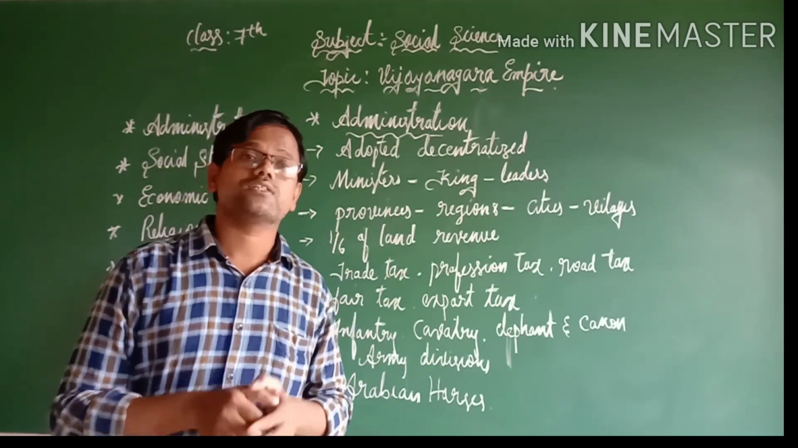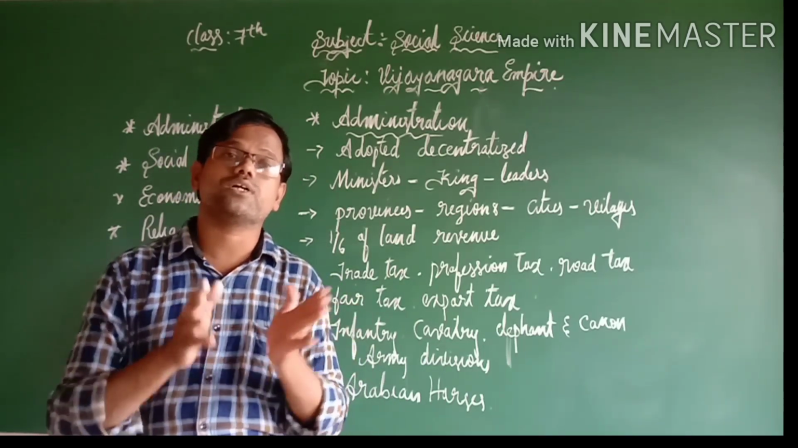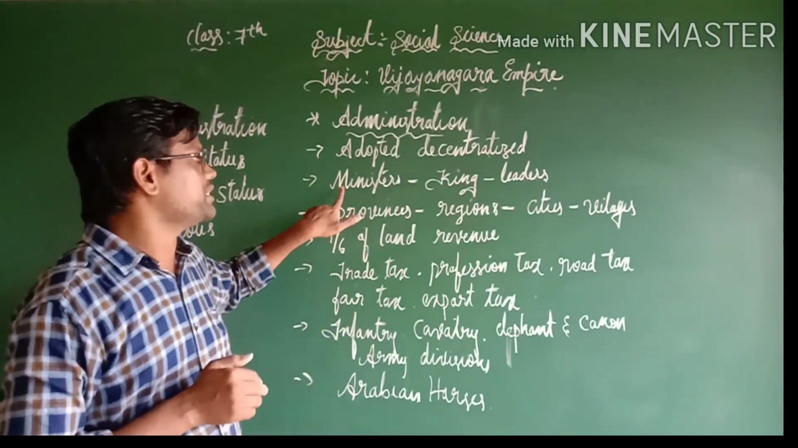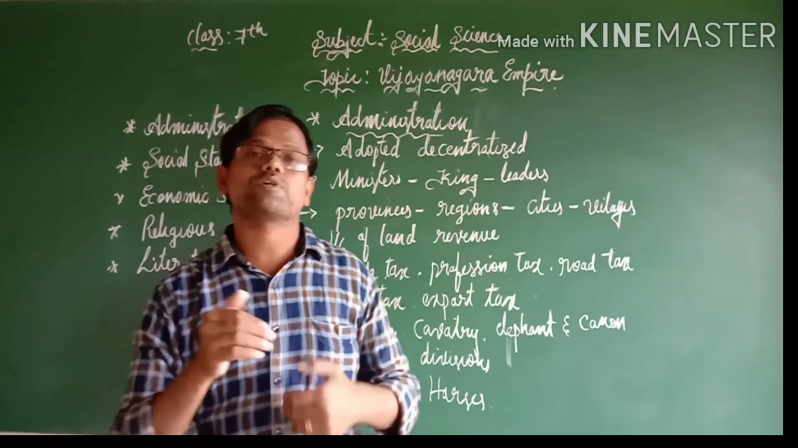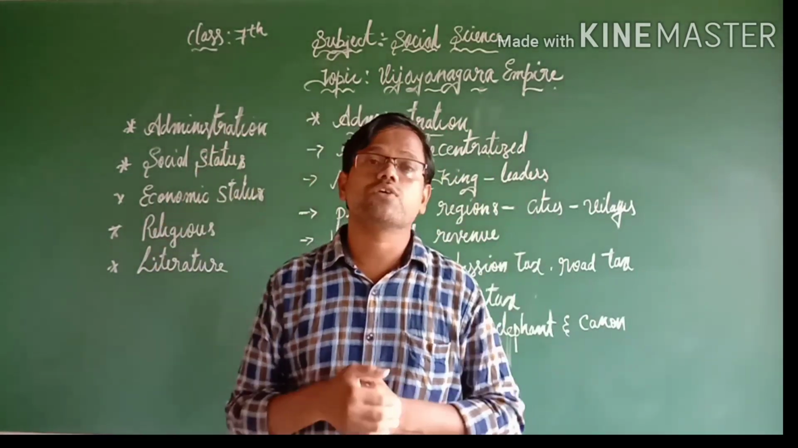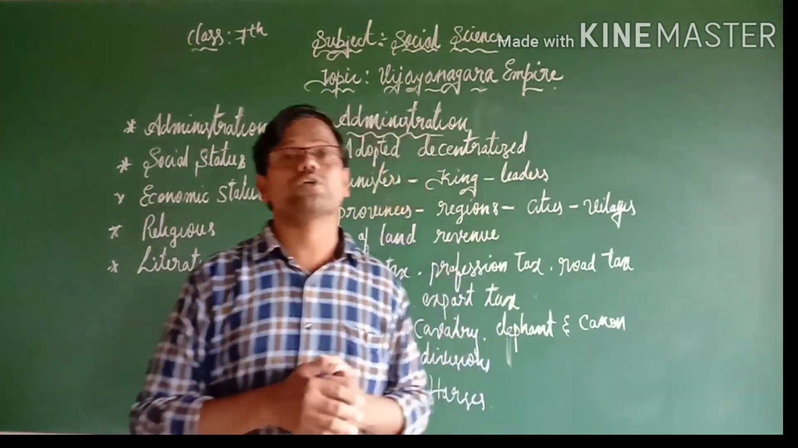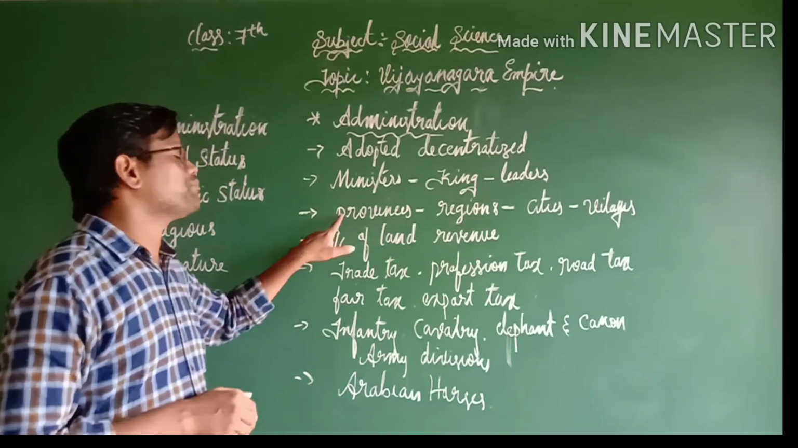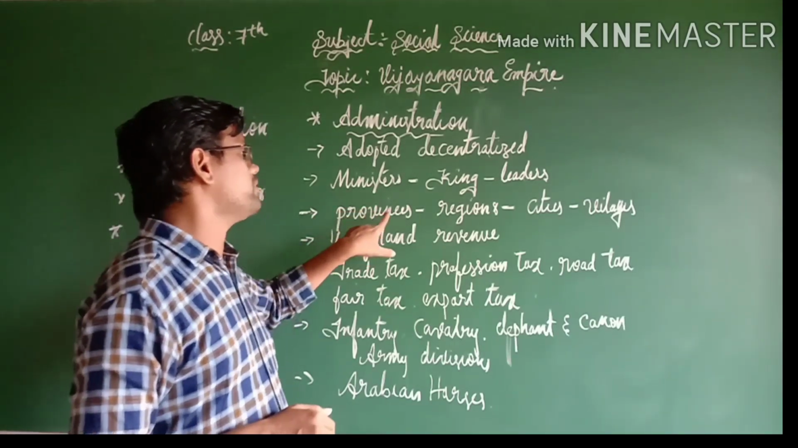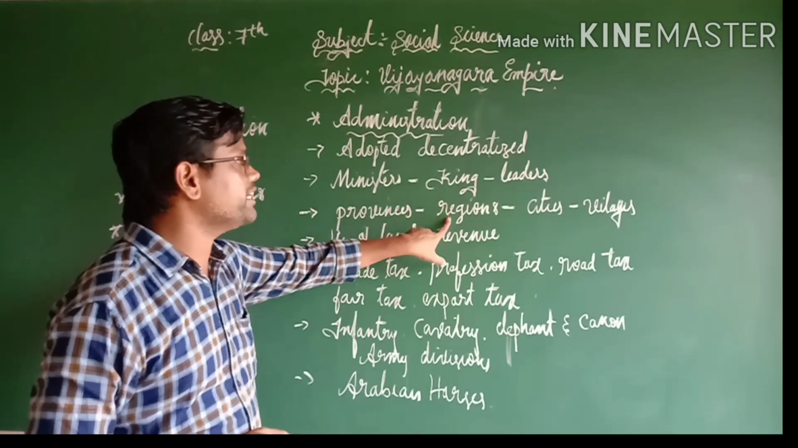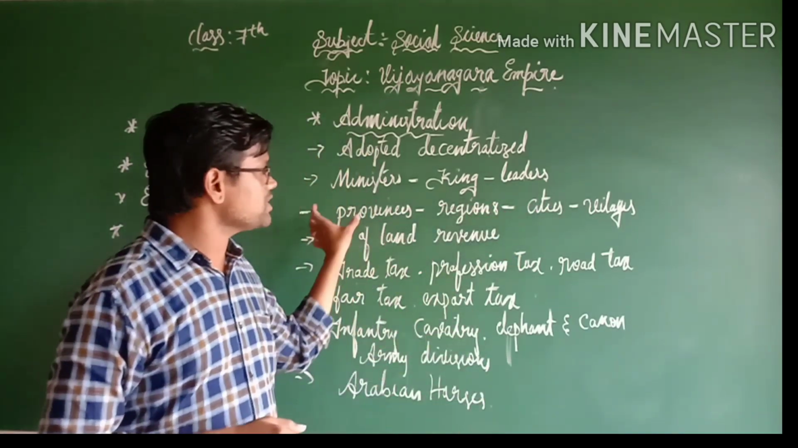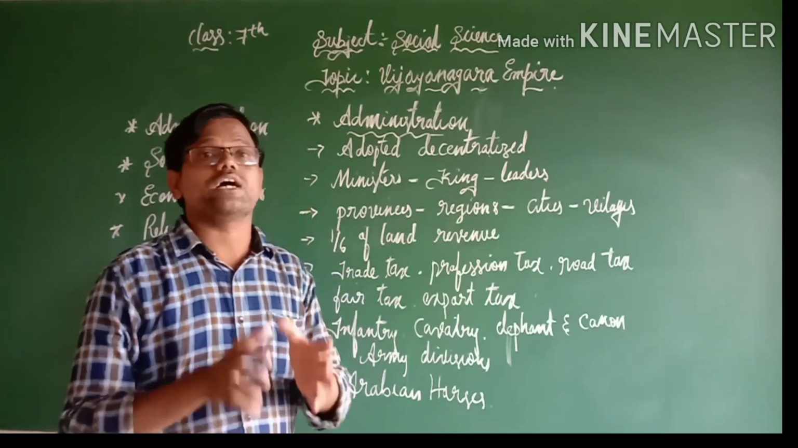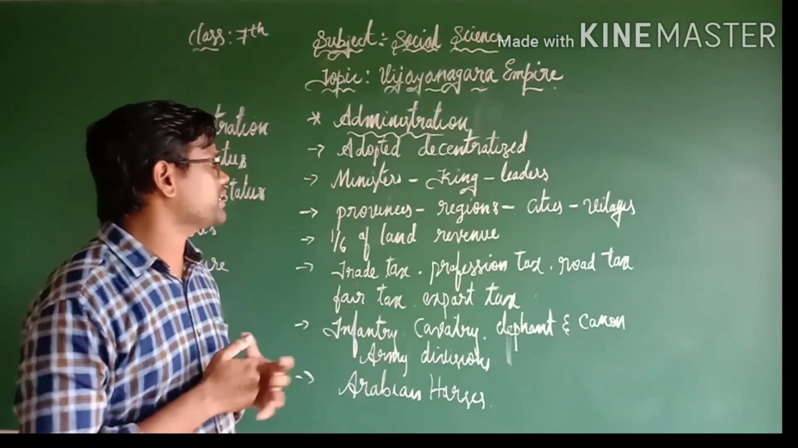It means here the power was distributed to different people like ministers, the king and as well as leaders also. For administrative purposes, the overall dynasty was divided into four important parts. The first one, the provinces. The provinces were divided into regions, the regions into cities, and the cities into villages. So these were the four important administration levels of the Vijayanagara Empire.